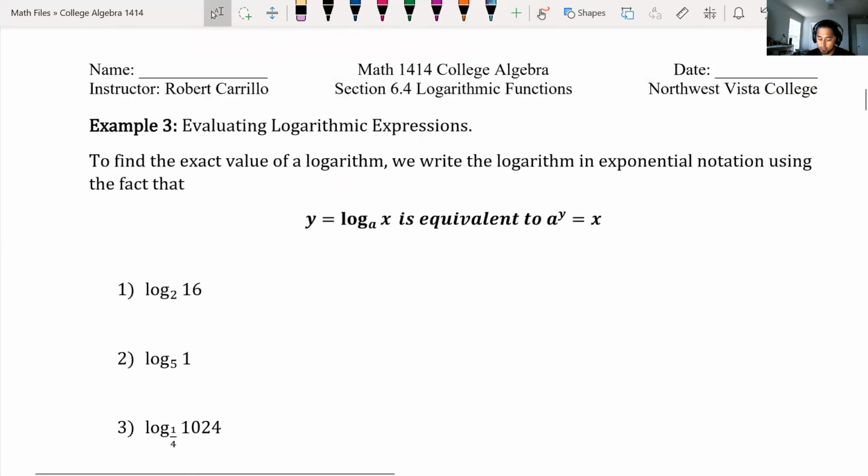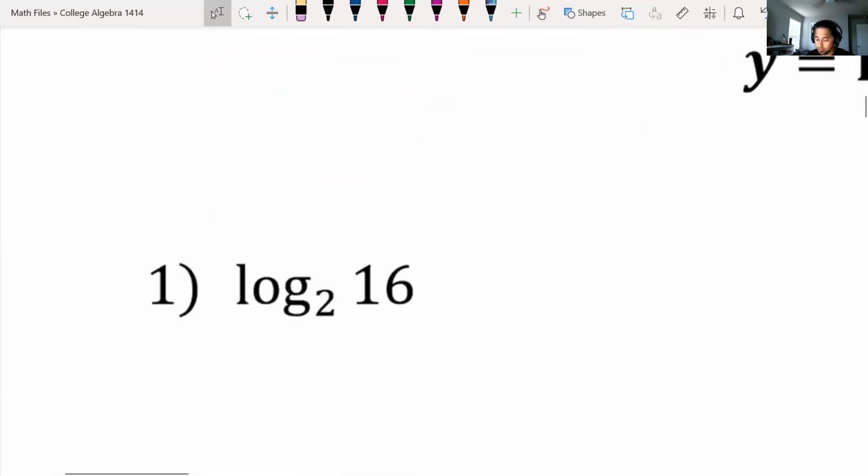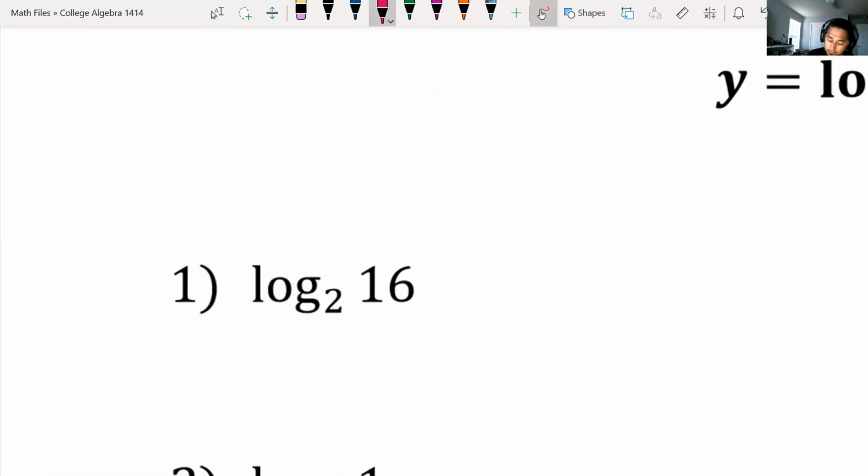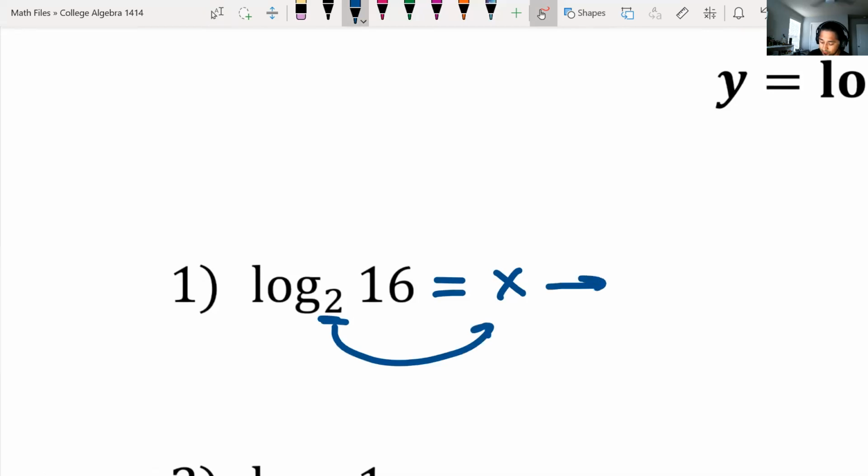So for number 1, we have log base 2 of 16. So what we're going to do is let's go ahead and set this equal to x. We can even say y, whatever variable you choose. Now, in order to simplify this log expression, we are going to convert from log to exponential. So you're going to get 2 to the x equal to the inside of the log, which is 16.